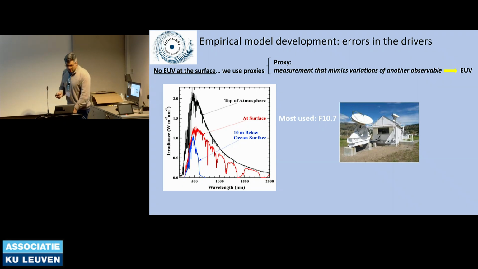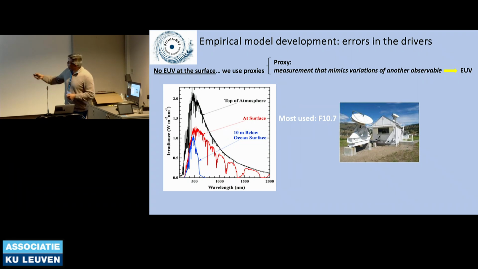Another error is, of course, the driver. Like I said yesterday, what you're using is a proxy. So it's a measurement that mimics variations of another observable. In our case, we want something that is closest to the variability we see in EUV. EUV is a big term. EUV is not just one line. EUV is also part of a spectrum.